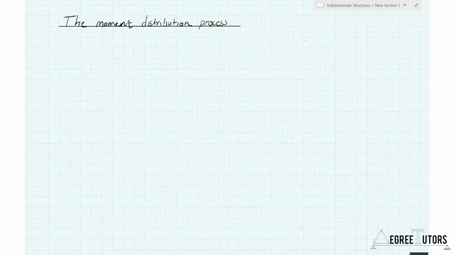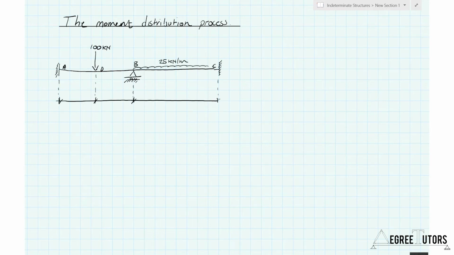And it's going to be a very basic, very simple structure, but it helps us demonstrate all of the key components of this analysis procedure. So we'll sketch it out. Okay, so this is our structure to start with.